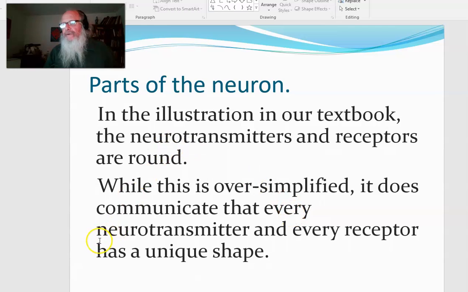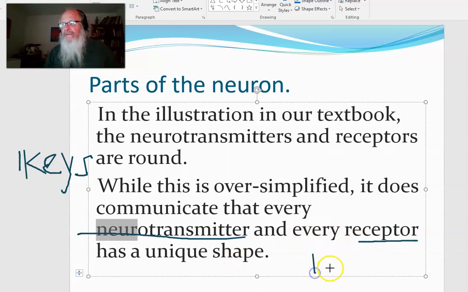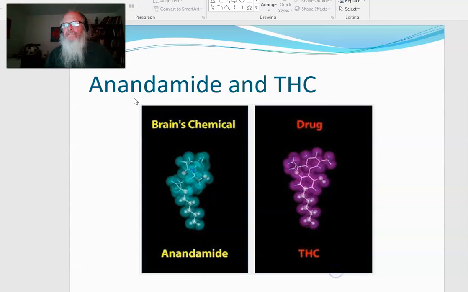So the neurotransmitters, think of the neurotransmitters as keys and the receptor sites as locks. Because you can look at it with the naked eye and very quickly get what we've been talking about.